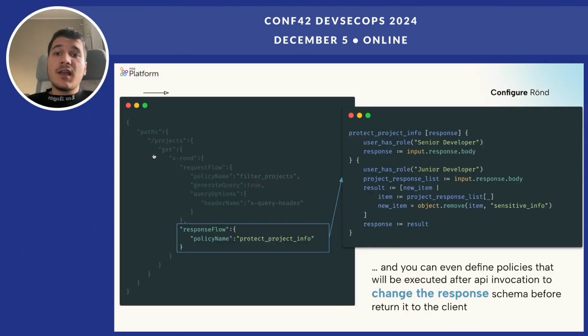The second feature is the ability to define a policy that modifies the structure, the response schema, before returning it to the client. In this case, let's suppose we have the response payload for a request to fetch the customers of our application. Using the same endpoint, for example GET /users, we can use Rönd to ensure that power users, so the users with more privileges, can access the full payload, while the users with fewer privileges receive just a filtered payload without, for example, sensitive information.